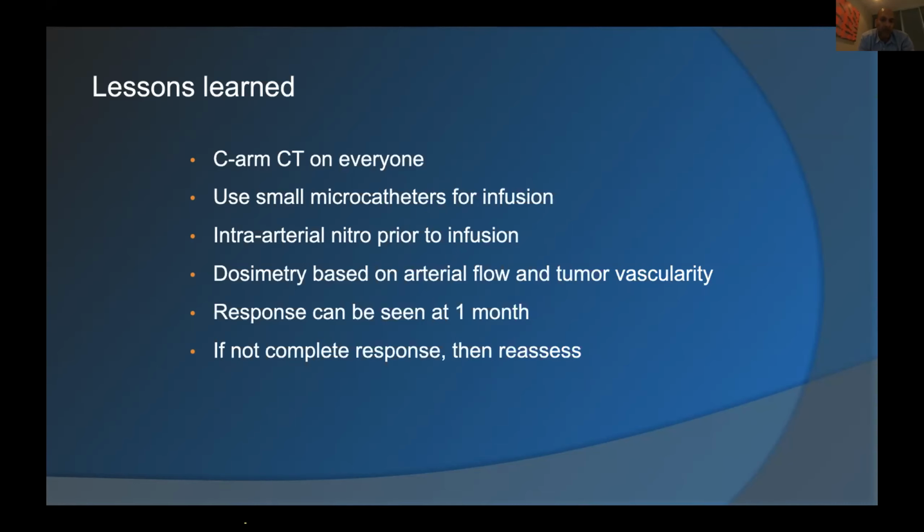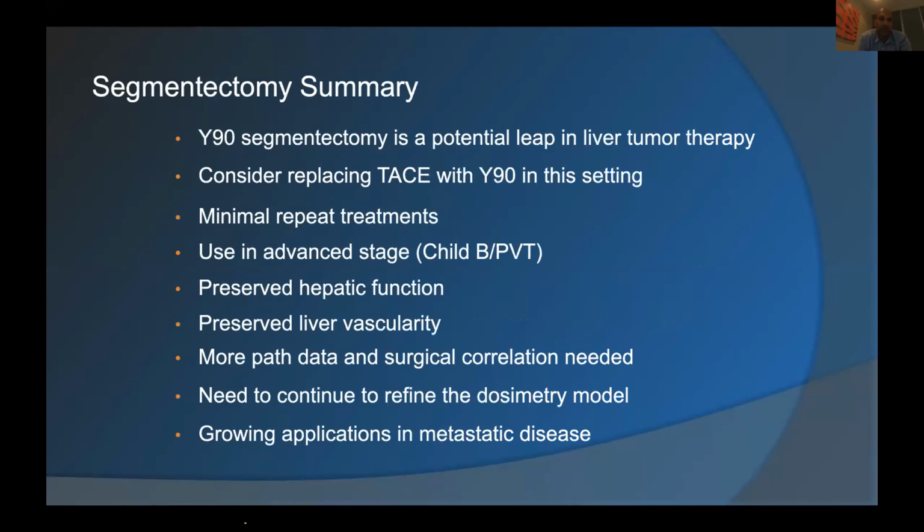The dosimetry is still a work in progress, but we base a lot of it on arterial flow and tumor hypervascularity. So what do I mean by that? If you have a very small tumor, not very good flow, I pick a small vial, like the 3 GBq. If you have a bigger tumor, or maybe vascular invasion, or maybe infiltrative tumor, I'll pick a bigger vial, like a 7 GBq. And so we pick the 3, 5, or 7 based on tumor size and hypervascularity. And unlike lobar treatment, you can actually see the response at 1 month. And if you don't have complete response, then you can reassess.